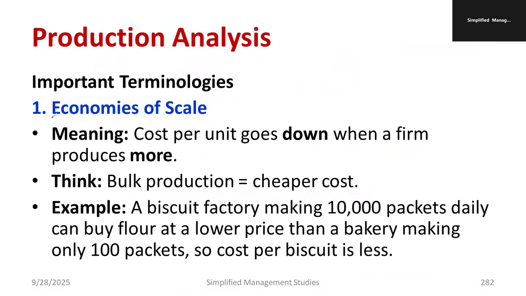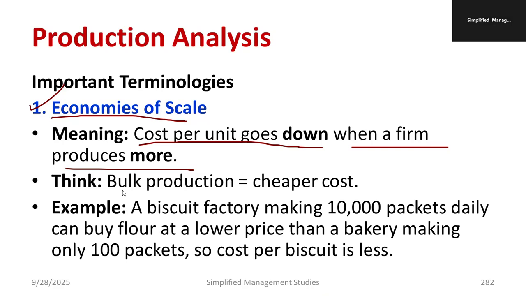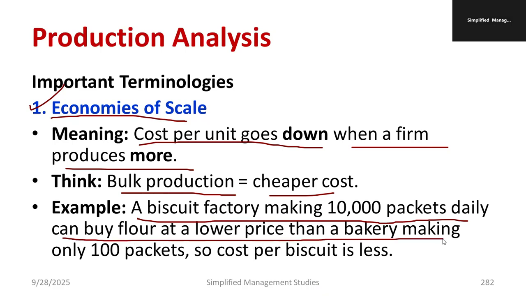The first one is economies of scale. What do you mean by economies of scale? The meaning is cost per unit goes down whenever a firm produces more. Like, bulk production means cheaper cost. One example: a biscuit factory making 10,000 packets daily can buy flour at a lower price than a bakery making only 100 packets. So cost per biscuit is less. That is the simple reason. Cost per unit goes down as soon as the production goes up. So this is the simple concept of economies of scale.